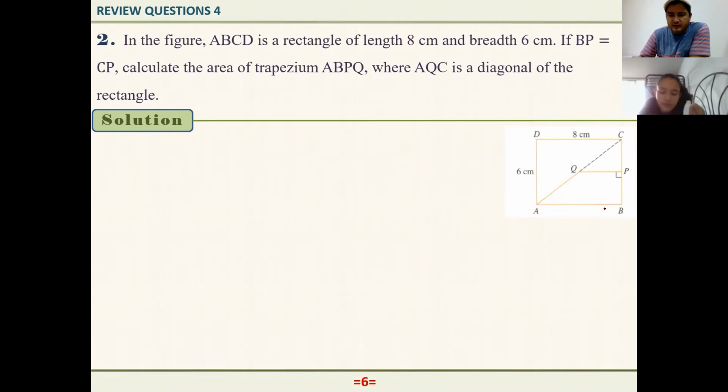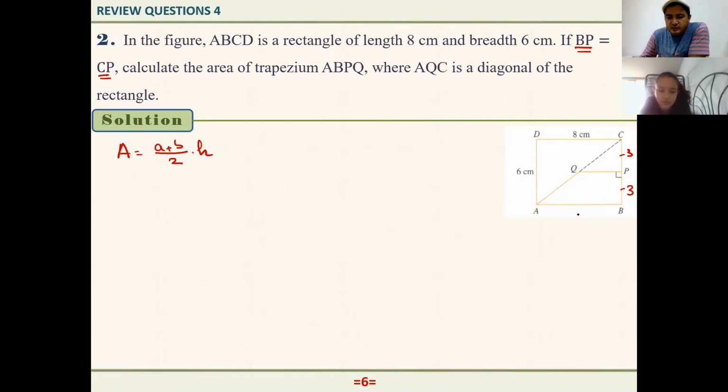Okay, here we know that it's a rectangle ABCD. Its length is 8 centimeters, breadth is 6 centimeters, and inside here we have a trapezium ABPQ, right? It also says that BP is equal to CP, right? So what is the length of CP, Shahina? That is 3 centimeters. And how about PB? 3. Okay. That means now we got the height of this trapezium. Because to find the area of the trapezium, we need to know the sum of the parallel sides over 2 times h. Now h, I know this is h, right?